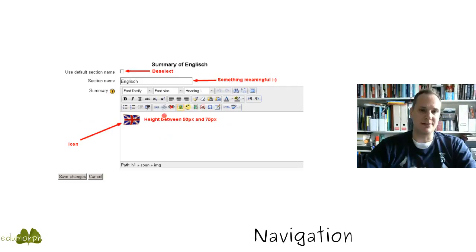And then in the summary, you just enter an icon. I found that a height between 50 and 75 pixels is the best, because it doesn't use that much screen estate, while at the same time being quite clearly recognizable.